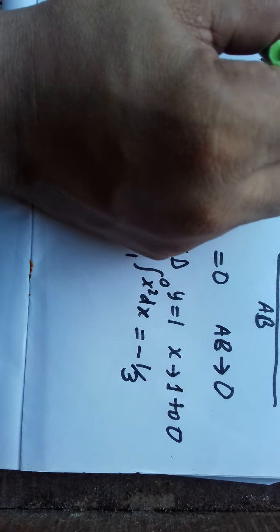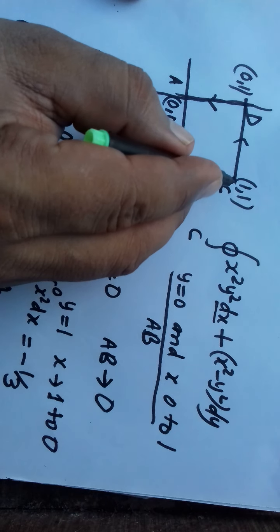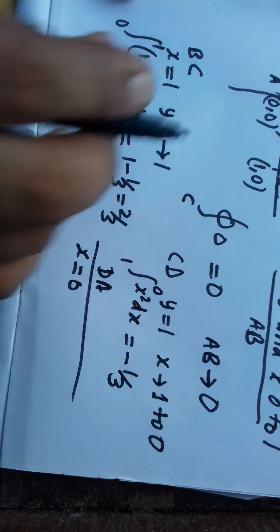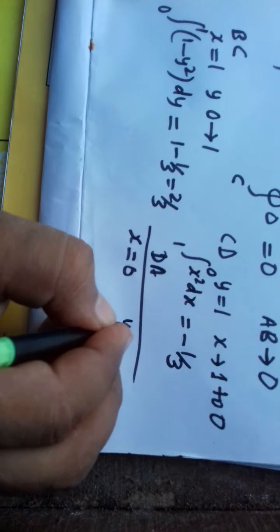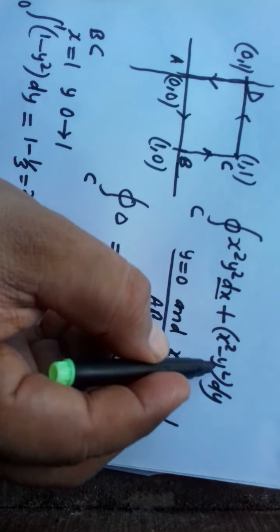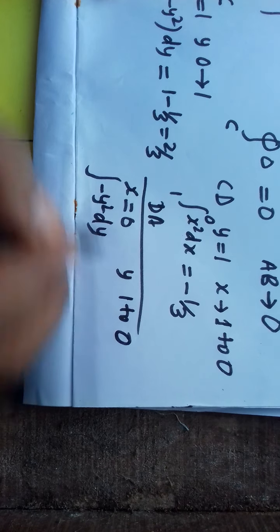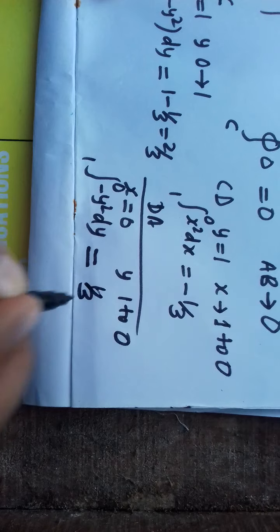Now the last part is DA. For DA you see x is 0 and y is 1 to 0. So putting x equal to 0 in this, we get minus y square dy. Integration from 1 to 0 gives us 1 by 3.